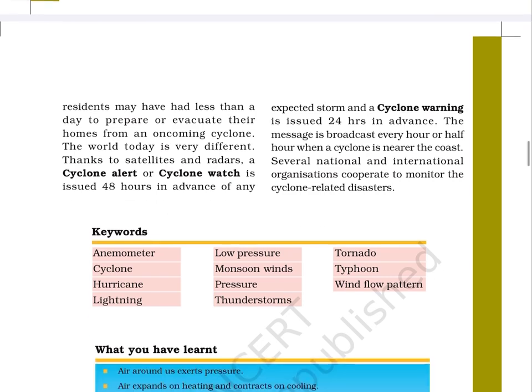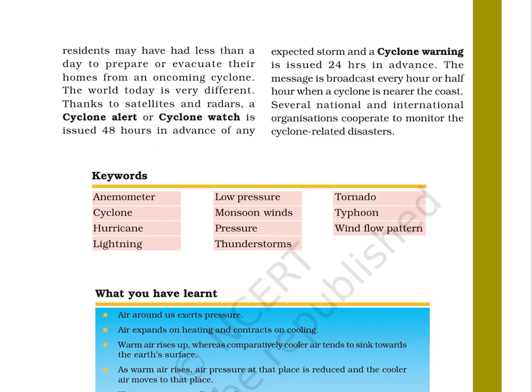The world today is very different. Thanks to satellites and radars, a cyclone alert or cyclone watch is issued 48 hours in advance of any expected storm, and a cyclone warning is issued 24 hours in advance. The message is broadcast every hour or half hour when a cyclone is nearest the coast. Several national and international organizations cooperate to monitor the cyclone-related disasters.